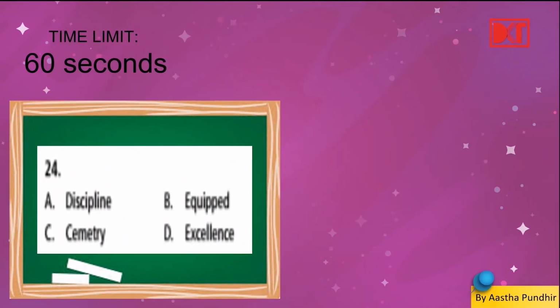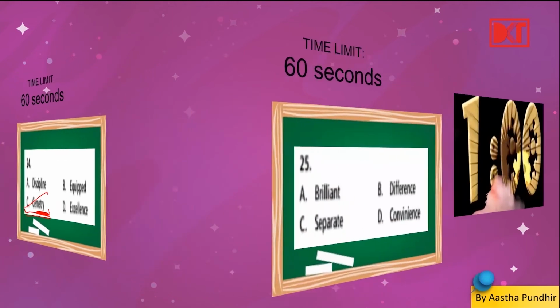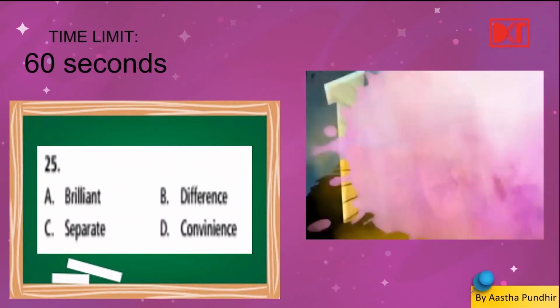Okay, now here discipline, equipped. Okay, so here the misspelled word is symmetry. What they are trying to say is cemetery. Now cemetery is correctly spelled as C-E-M-E-T-E-R-Y, not T-R-Y, rather T-E-R-Y. It is sort of a graveyard. Alright. Other words, discipline, equipped, excellence are correctly spelled. So your time starts now.